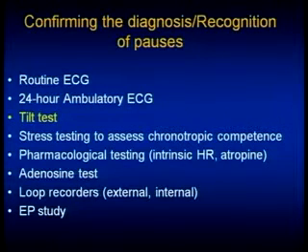There are many ways to demonstrate the pause. Routine ECG is a snapshot. You may or may not get any abnormalities with the P wave. In 24-hour ambulatory ECG, you may sample nearly 1 lakh beats.